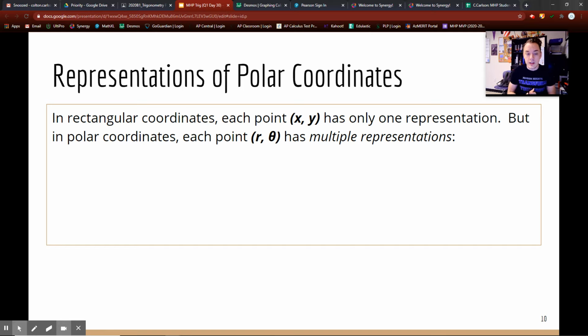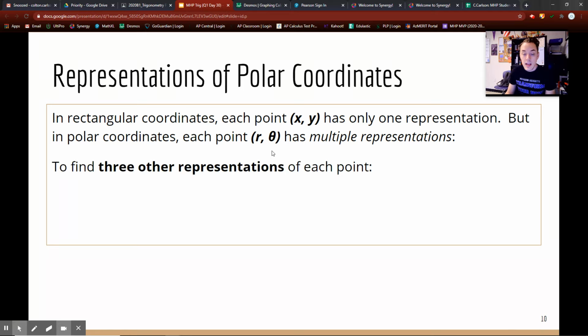However, in polar coordinates, that's not the case. We can have multiple representations because we can go round and around and around. We can flip back and forth with opposite rays, just like with negative r values and so forth. We can perform many different representations involved with this. And oftentimes, you're going to be asked to find 3 other representations. There is technically an infinite amount of representations.